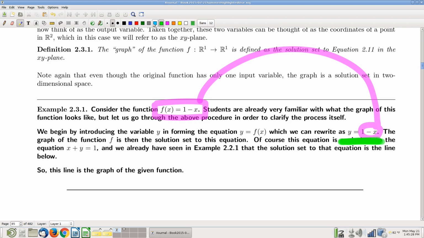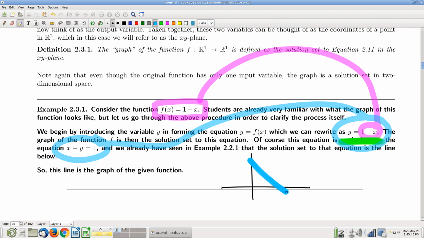Step 2, look at this equation, y equals 1 minus x, otherwise known as x plus y equals 1, and draw the set of solutions to that equation. And the set of solutions to that equation is this line like that. Okay, so that's a two-step process that associates this line to that function. It is a very specific process. This is called the graph construction. This is not a dictate by law that you must do when you have a function. Not at all. Right? This is a specific, arbitrary choice that sometimes is useful.